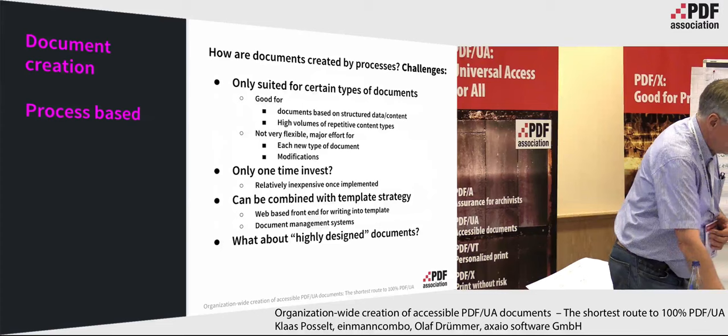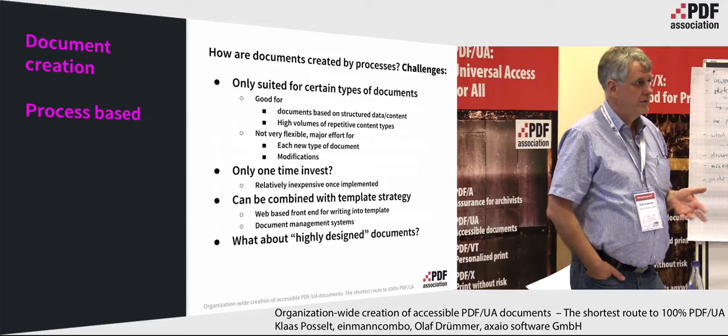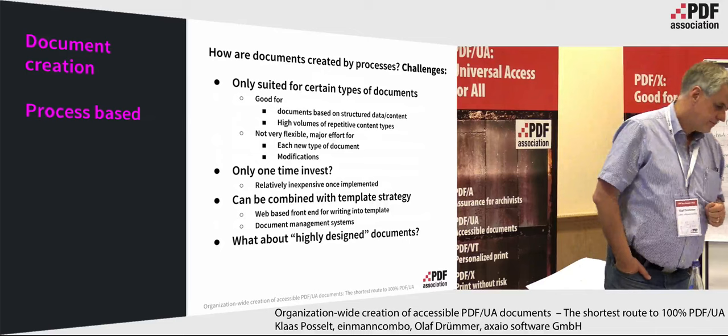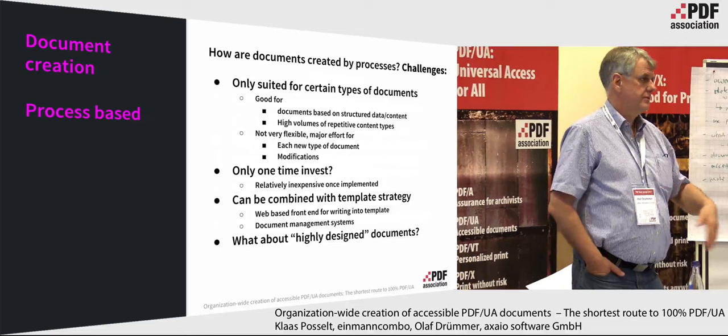Processes. Obviously, you can't use a process for everything. If your type of document only happens once a year, a process may be too expensive. Technically, it would be feasible, but economically, maybe not very meaningful. It's probably good for anything that you can structure, like an invoice or even a contract and things like that, or where it is repetitive somehow. It happens many times.